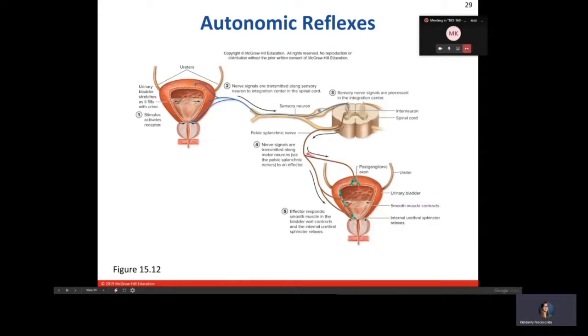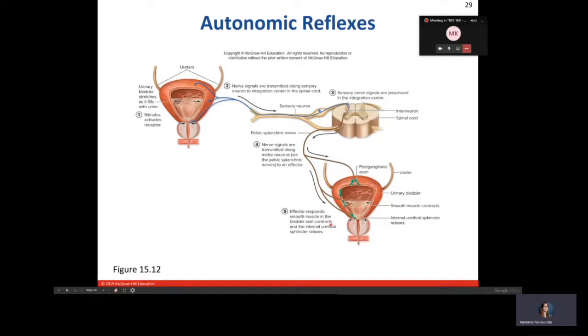But this is parasympathetic, right? So we have this long preganglionic nerve and these intramural ganglia here. And so it's going to go to the bladder. And it's going to tell the bladder that the detrusor muscle is the muscle of the bladder. It's going to cause that to constrict, and it's going to tell the internal anal sphincter to relax.